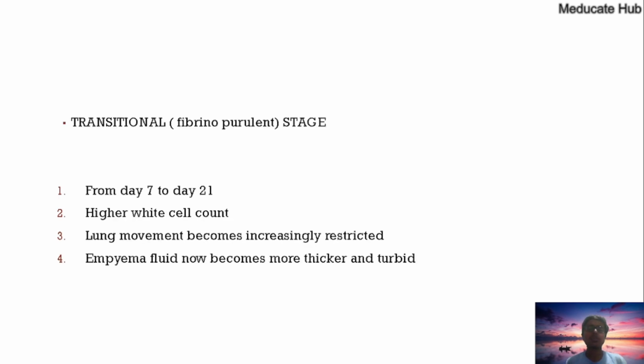Next, the transitional stage, that is the fibrinopurulent stage. This starts from day 7 to day 21. There is a higher white cell count and lung movement becomes increasingly restricted, and the empyema fluid now becomes thicker and turbid.